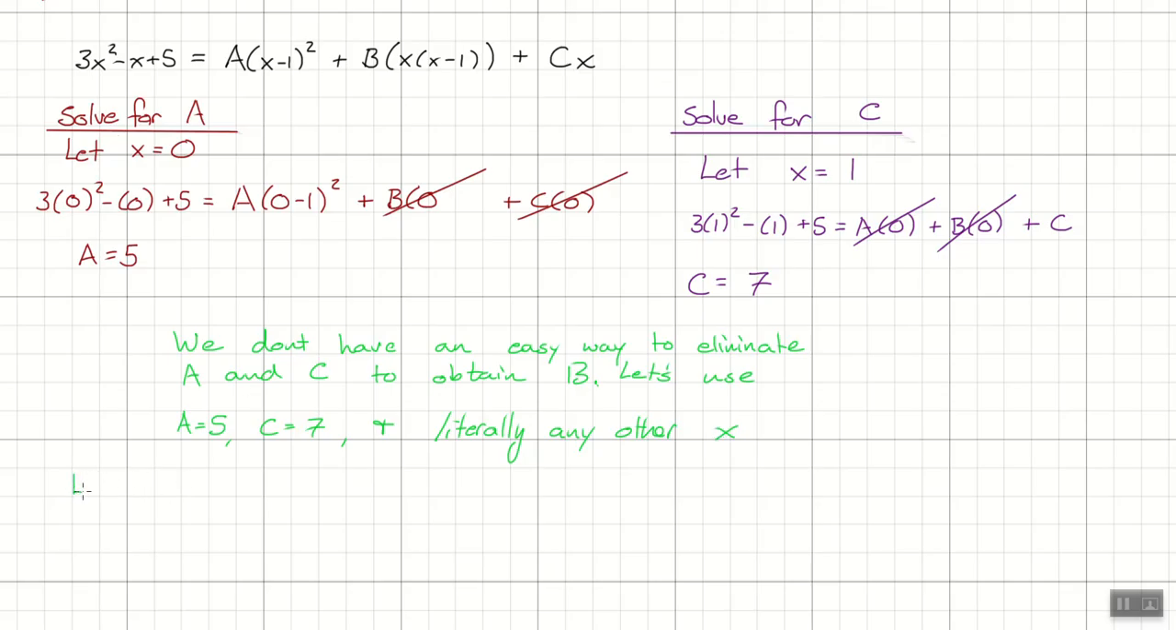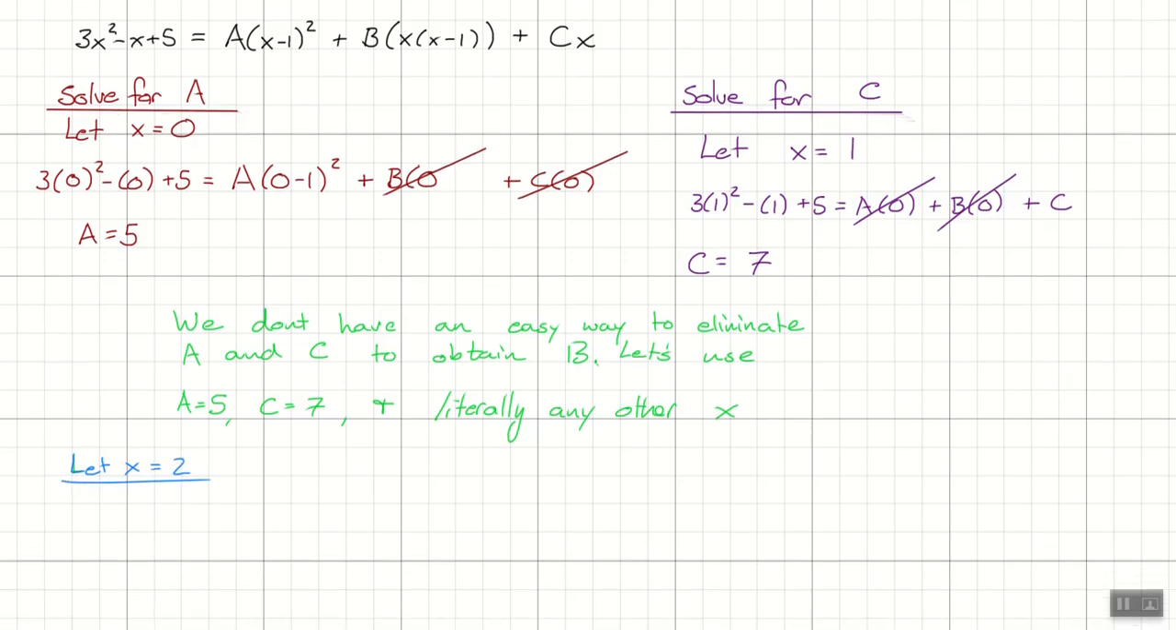I'm going to switch to a different color. We'll use this dark blue. Let x equal 2. Now, we're going to solve this for b. If you don't need to show all this work, you don't have to, but anywhere there's an x, I'm going to replace it with a 2. So 3 times 2 squared minus 2 plus 5 is equal to, what do I write here? Love it. 5. It's A. We already have A.